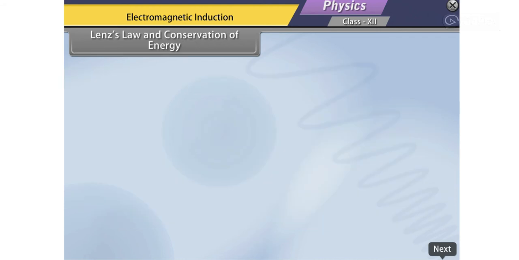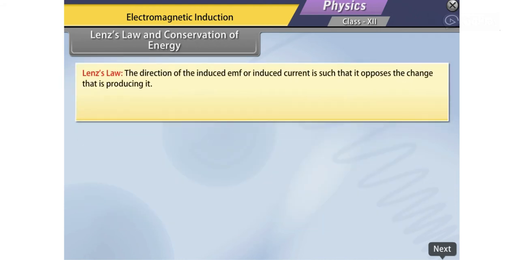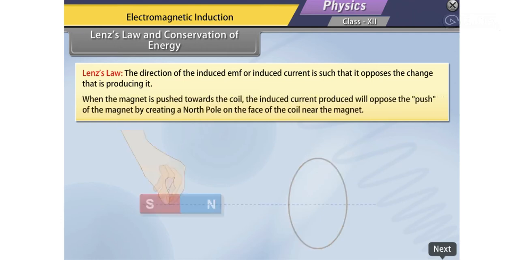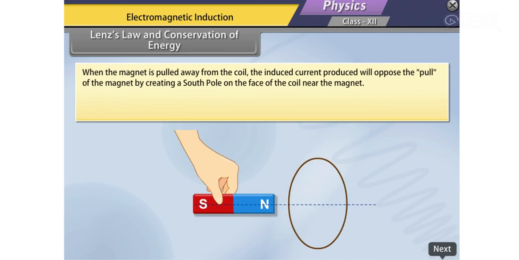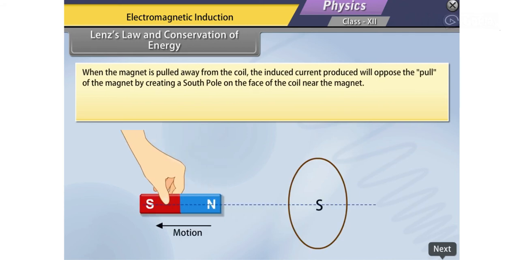Lenz's law and conservation of energy. Lenz's law states that the direction of the induced EMF or induced current is such that it opposes the change that is producing it. When the magnet is pushed towards the coil, the induced current produced will oppose the push of the magnet by creating a north pole on the face of the coil near the magnet. When the magnet is pulled away from the coil, the induced current produced will oppose the pull of the magnet by creating a south pole on the face of the coil near the magnet.